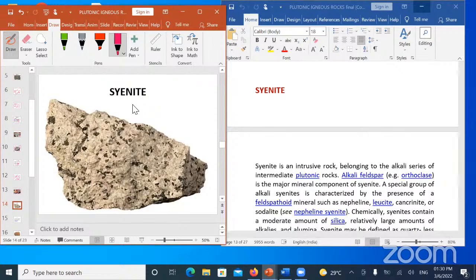Syenite is an intrusive igneous rock. It belongs to the alkali series, right? Alkali. This is also an intermediate plutonic rock. Alkali feldspar is the major mineral component of this syenite. A special group of alkali syenite is characterized by the presence of a feldspathoid mineral such as nepheline syenite, right? Nepheline, and also leucite or sodalite.